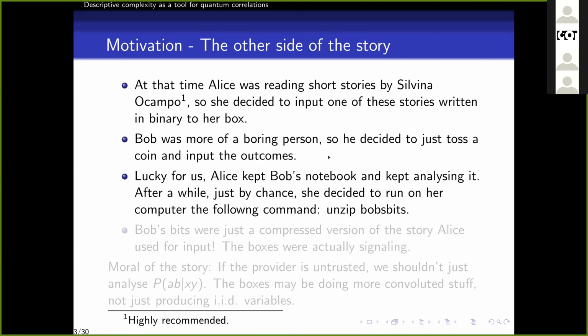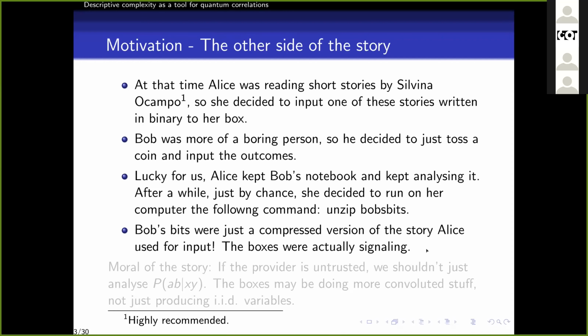So when Alice received Bob's notebook and started analyzing, she kept analyzing it for a while because she wasn't convinced that the boxes were local. And just by chance, after a while, she decided to run on her computer the following command: unzip Bob's bits. So she took Bob's bits and ran the unzip, the uncompressor. And she was quite surprised because she realized that Bob's output bits were just a compressed version of the story Alice was reading. So actually the boxes were signaling, but they didn't realize at first because they were just looking at this probability, but they were signaling in a more convoluted way.